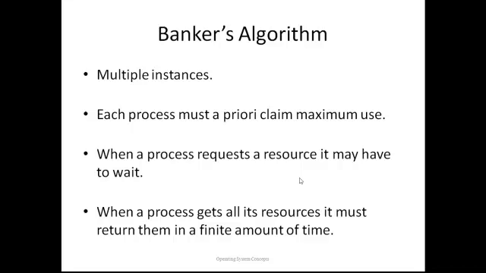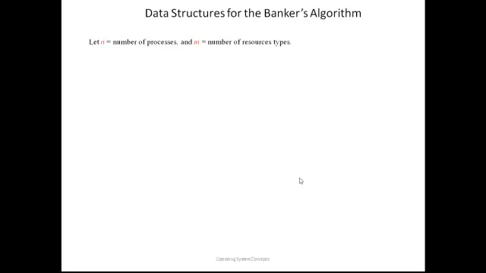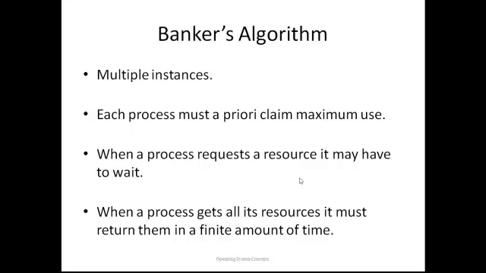I will go to Banker's algorithm, which is very much famous for deadlock avoidance or deadlock prevention. Here multiple instances are there. Each process must have prior claim of maximum use. When a process requests a resource, it may have to wait. When a process gets all its resources, it must return them in a finite amount of time.